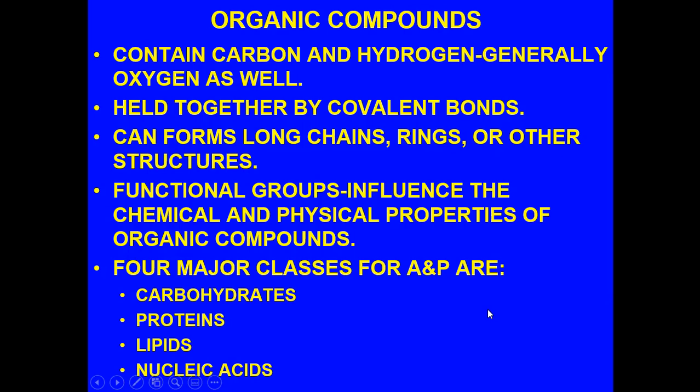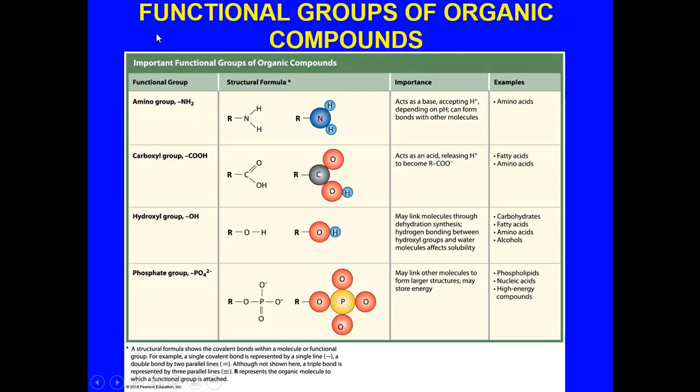Organic compounds. These contain carbon and hydrogen. Generally, though, a lot of times you're going to find them with some oxygen as well, varying in amount. They're held together by covalent bonds. Some can form long chains, rings, or other structures. Now, when we talk about functional groups, these are groups of atoms that influence the chemical and physical properties of the organic compounds. Four major classes of organic compounds that we're going to be dealing with in anatomy and physiology are carbohydrates, proteins, lipids, and nucleic acids.